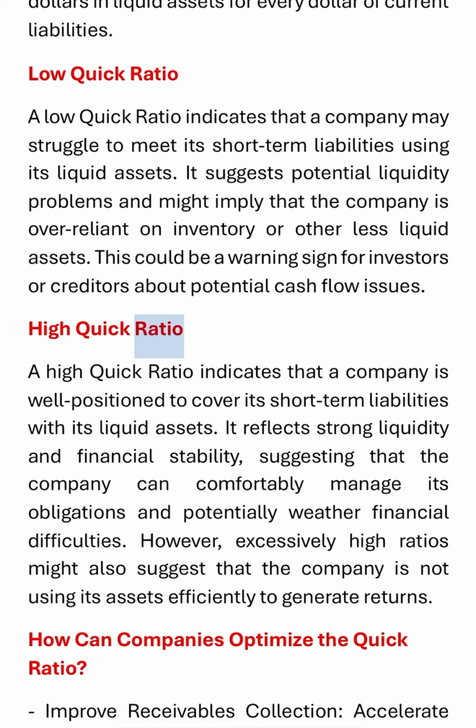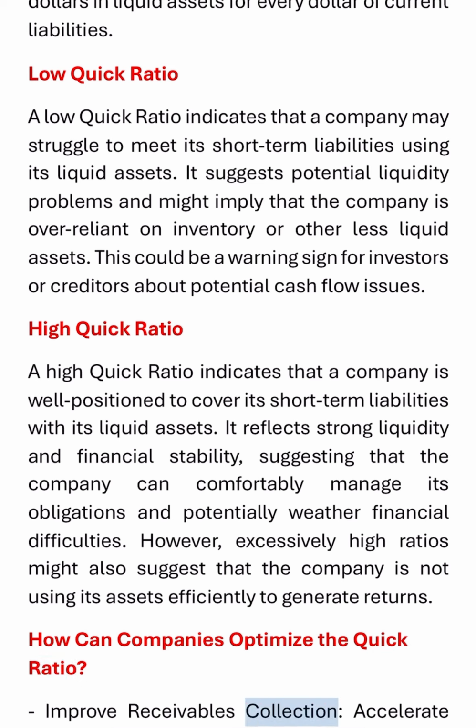High quick ratio. A high quick ratio indicates that a company is well-positioned to cover its short-term liabilities with its liquid assets. It reflects strong liquidity and financial stability, suggesting that the company can comfortably manage its obligations and potentially weather financial difficulties. However, excessively high ratios might also suggest that the company is not using its assets efficiently to generate returns.